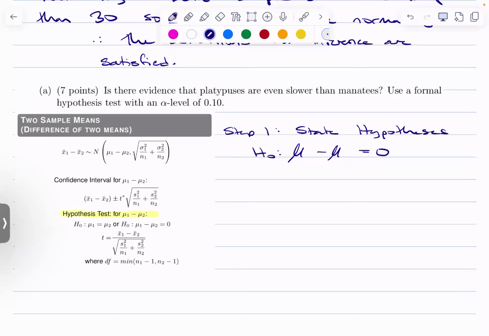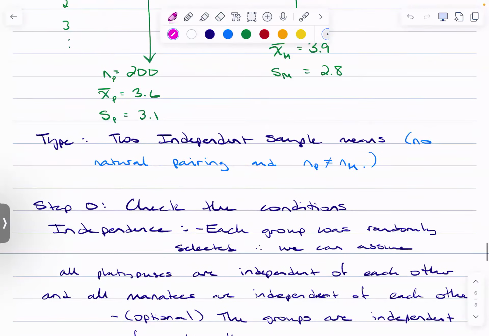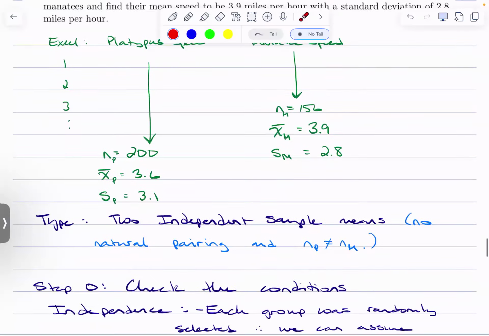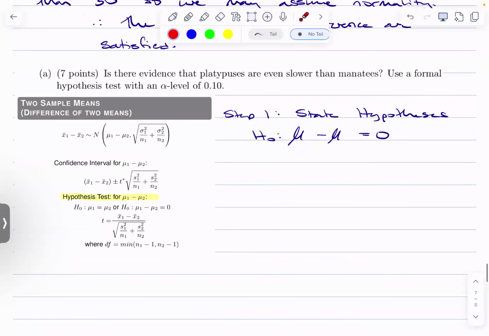Right, we need question-specific subscripts, and I think I had the information as platypus, then manatees. Now, as in the 2 sample proportion case, it doesn't actually matter which one you make group 1 and which one you make group 2, as long as you're consistent throughout, okay? And so I'm gonna make my platypuses group 1, and my manatees group 2. Okay? And so my platypuses minus my manatees.